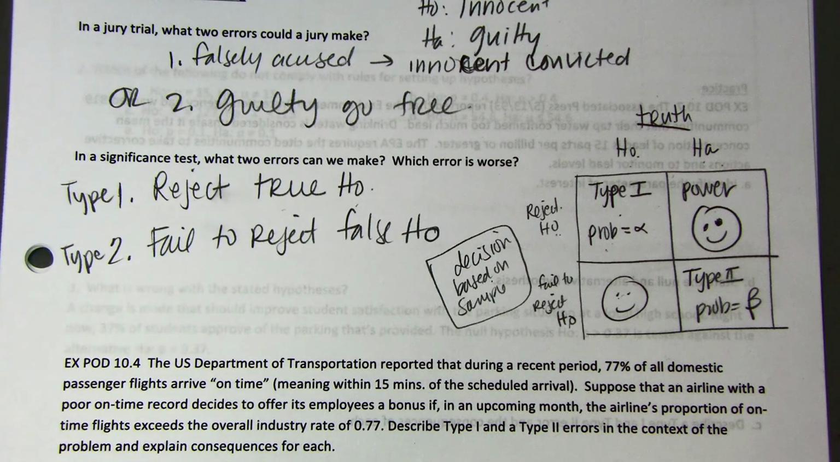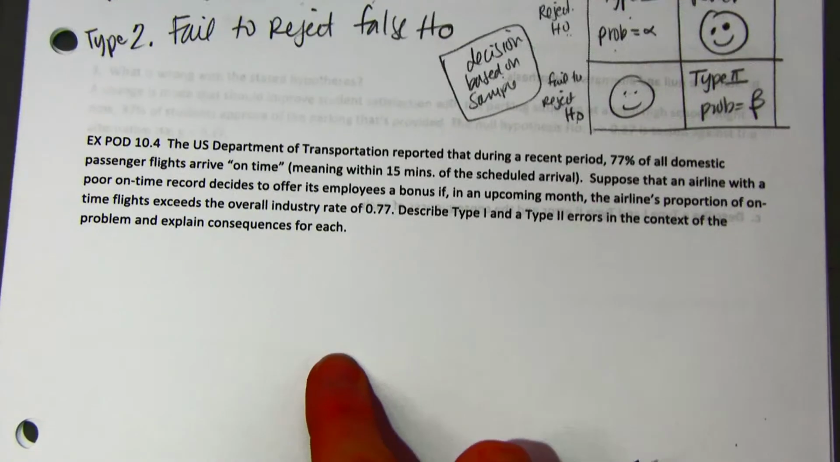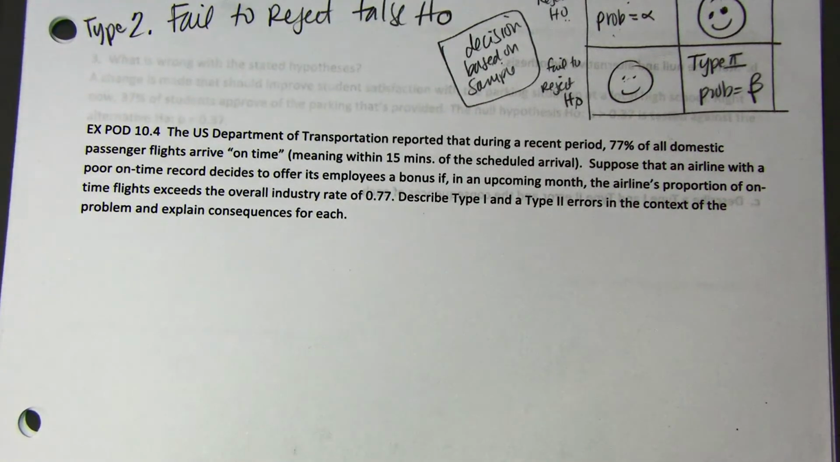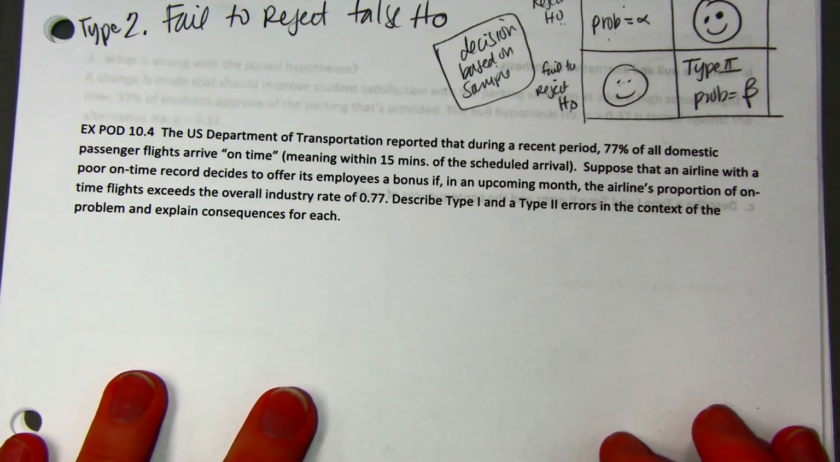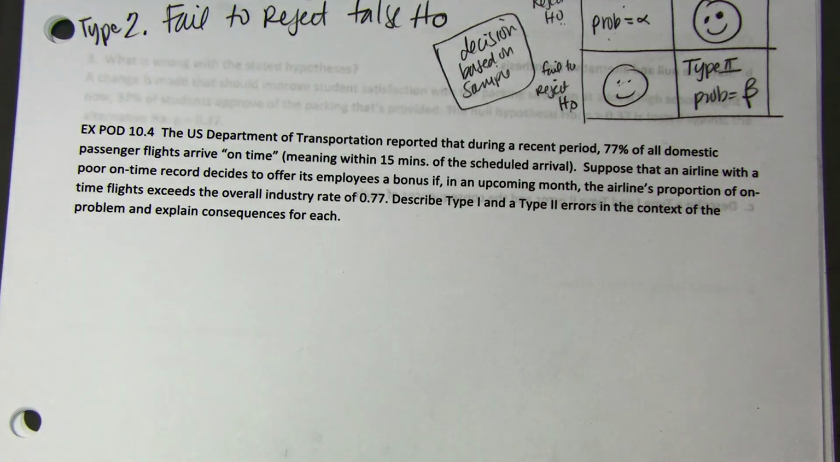So I know that 4th period did this example, but 6th period didn't, so I'm just going to cover it for everybody again. So here we have the U.S. Department of Transportation reporting that during a recent period, 77% of all domestic passenger flights arrived on time. Suppose that an airline that has a poor on-time record decides to offer employees a bonus if the airline's proportion of on-time flights exceeds the overall industry standard of 77%. Describe type 1 and type 2 errors.